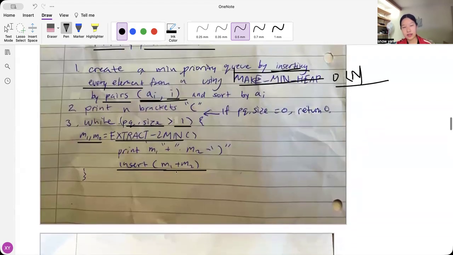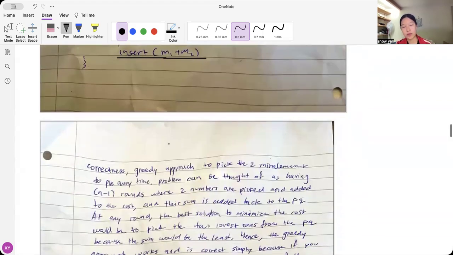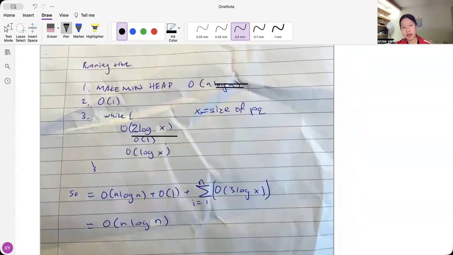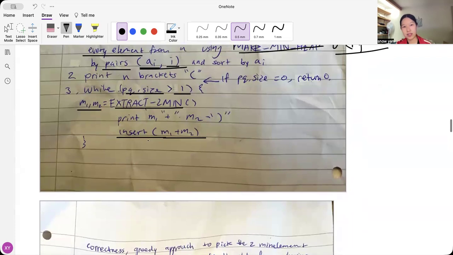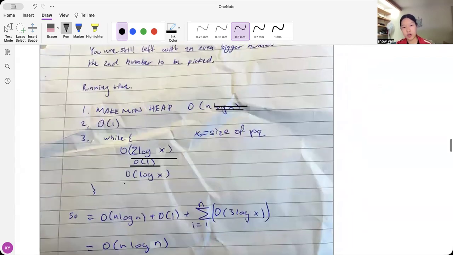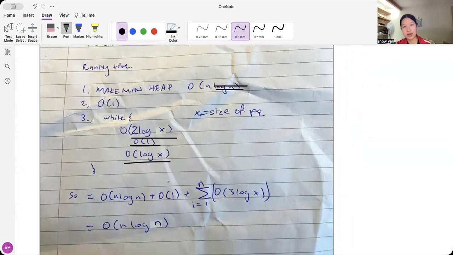Basically, O of log x is just to call the extract min from before, right? Because you want to get that. And then you have an O(1), which you kind of don't bother with, for the print. And then the inserting would take O of log x back into the thing. So in total, what we have over here would be O of n, and then O of 1 plus the sigma of something of log. But log compared to n would just be O of n.